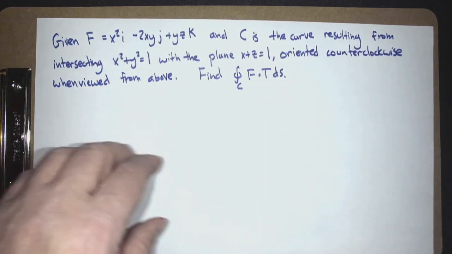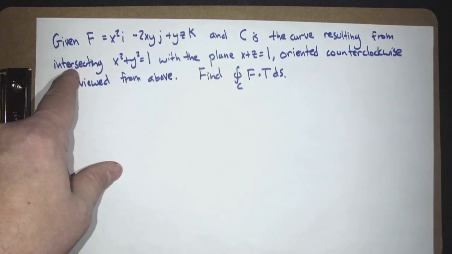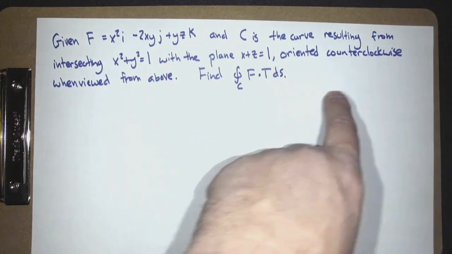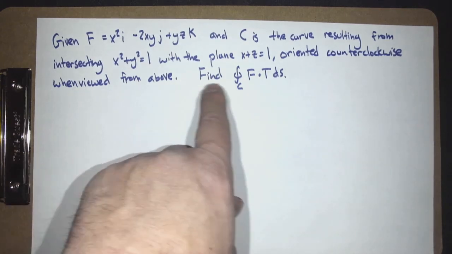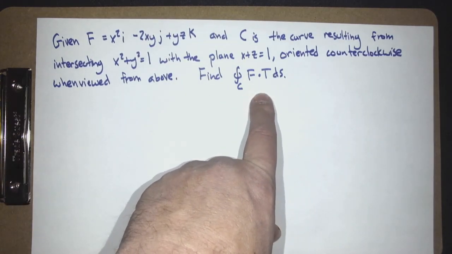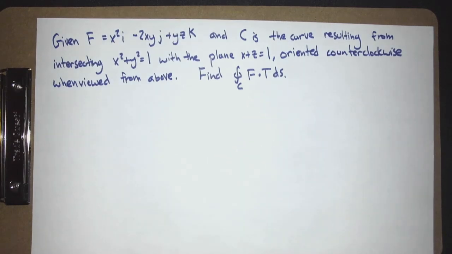So C is a curve, and we're finding an integral along a curve from intersecting x squared plus y squared equals 1 with the plane x plus z equals 1, oriented counterclockwise when viewed from above. Find the integral over C of F dot T ds. What's the tool we should be pulling out? Stokes theorem. Okay, so what's the issue here? When we look at this one, Stokes is the correct thing.